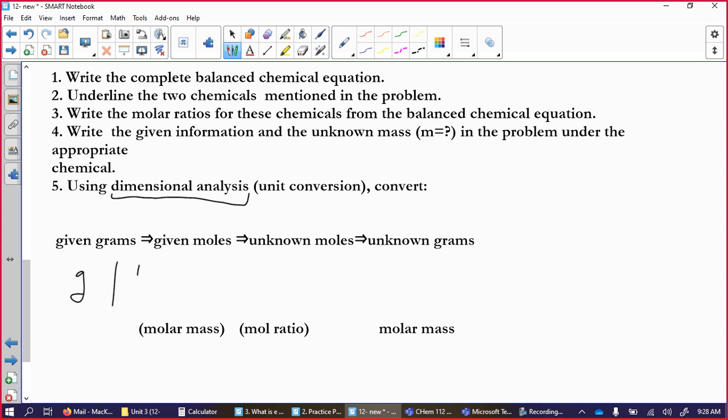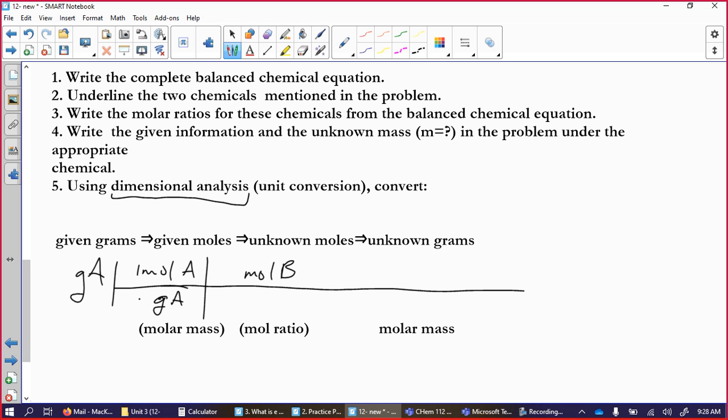Grams over, so if this is A, 1 mole of A over grams of A. Mole B over your mole ratio. Grams, whoa. The molar mass, and then you're going to get your answer.